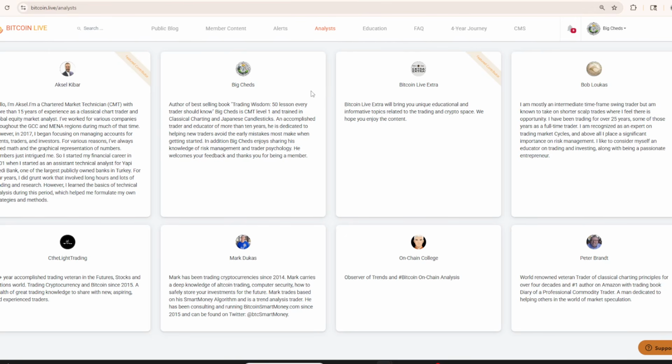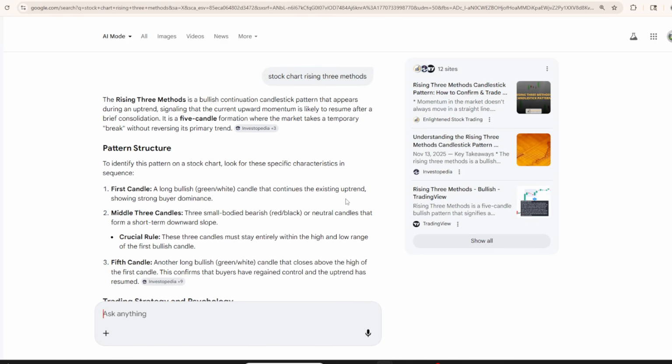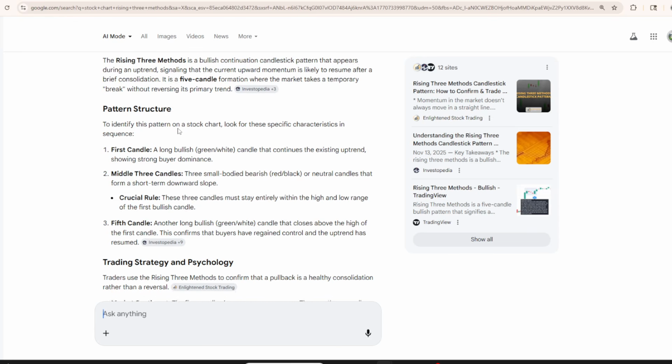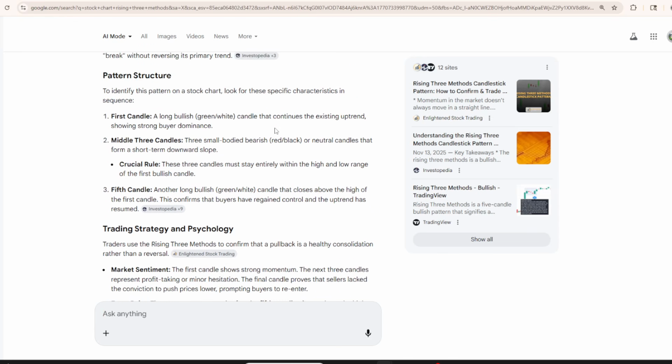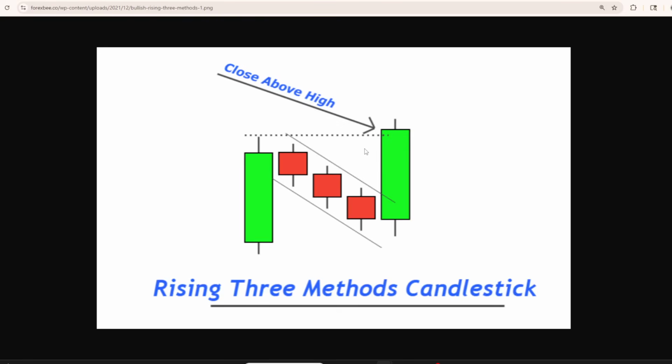For today's lesson, we're going to talk about the Rising 3 Methods candlestick pattern. It's a Japanese candlestick pattern. It's a continuation pattern. You can pause and read this here on the structure, the psychology, the AI overview, all that good stuff. Here's an image. Now, I've covered other variants of this in different videos. This is specifically about the Rising 3 method.